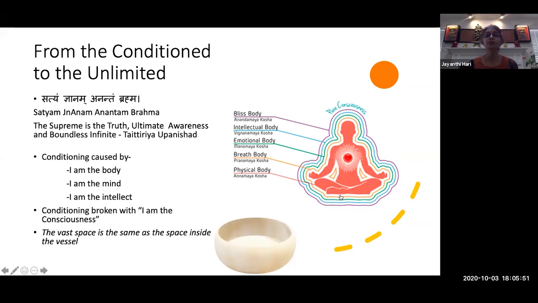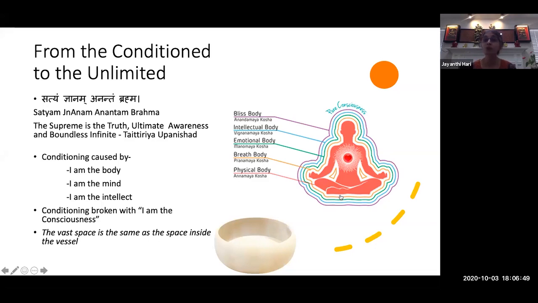Then you have the Manomaya Kosha, the emotional body, or the mental sheath. It is composed of thoughts and emotions. And then you have the Vijnanamaya Kosha, the intellectual body, which actually helps with decisioning. It decides on performing some karmas that are part of good dharma. And then you have the Anandamaya Kosha, which is the bliss body. From the Annamaya to the Anandamaya Kosha, it is an increasing order of subtlety. The Pranamaya, Manomaya, and Vijnanamaya Koshas together constitute the subtle body, and the Annamaya Kosha is the gross body. Now, how do they cause conditioning in us?